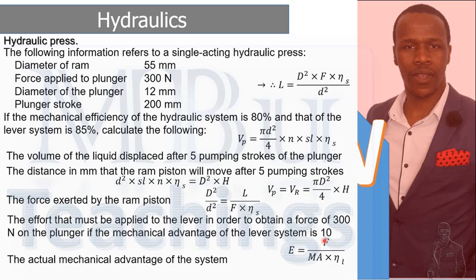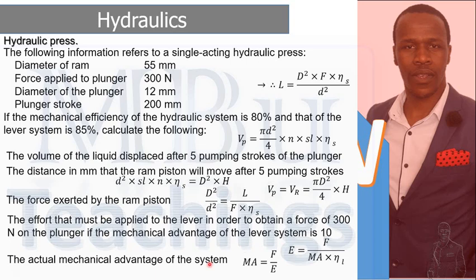So 300 divided by 10 times 0,85, the answer is 35,294 newtons, because an effort is the force, so it's in newtons. 35,294 newtons, that's what you have.